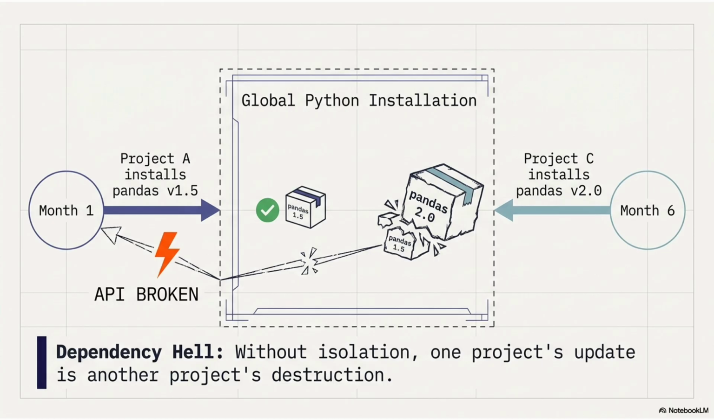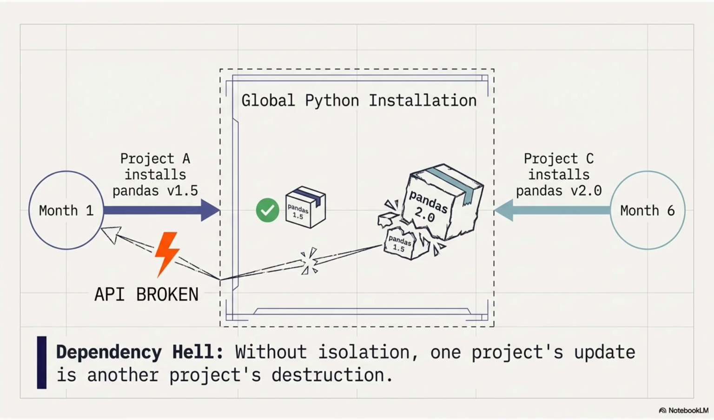This slide illustrates dependency hell, the core problem virtual environments solve. The scenario: in month 1, Project A installs Pandas 1.5 in the global Python install. In month 6, Project C installs Pandas 2.0 in the same global space. The update overwrites the previous version and Project A's API breaks. The lightning bolt and API broken label say it plainly. Without isolation, one project's update is another project's destruction.